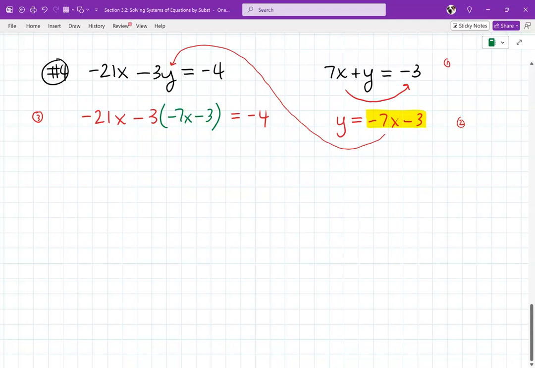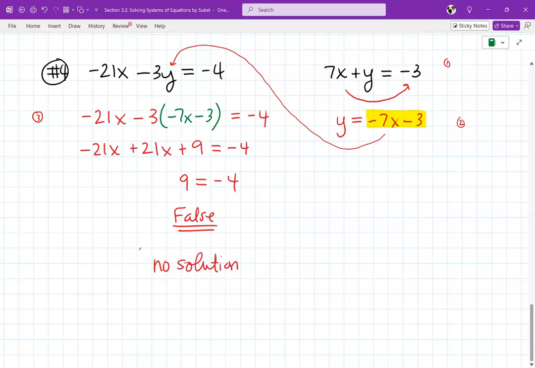We're plugging it in. All right, let's distribute. So negative 21x plus 21x plus 9 equals negative 4. So again, what happens on the left side? Yeah, negative 21 plus 21 is 0. So those cancel out. All that's left is 9 equals negative 4. Is this true? No. Since it's false, no solution.